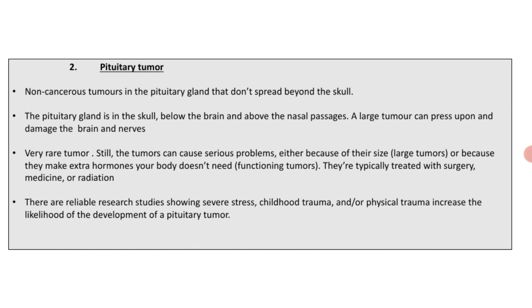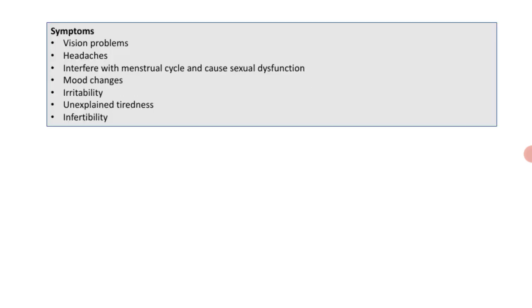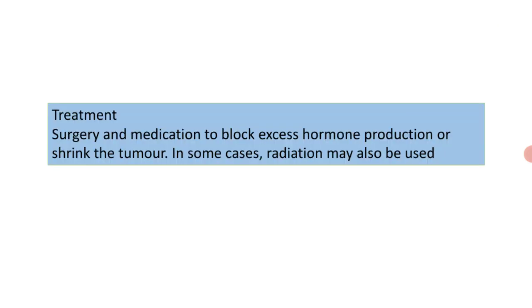There are reliable research studies showing severe stress, childhood trauma, and or physical trauma increase the likelihood of the development of a pituitary tumor. And there are some symptoms for the pituitary tumor that are vision problems, headaches, mood changes, interference with menstrual cycle and sexual dysfunction, irritability, infertility, etc. And they can be treated with surgery and medication to block excess hormone production or shrink the tumor. In some cases, radiation can also be used.